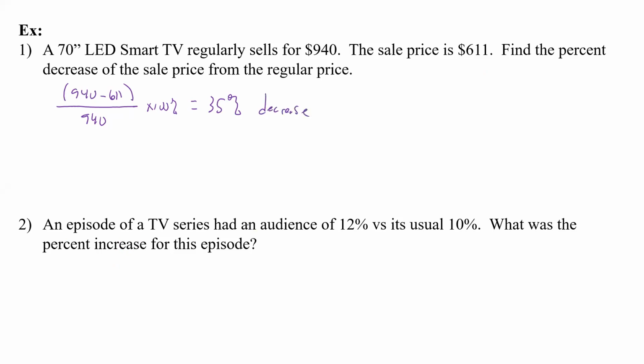Okay. Now the second one says, okay, well, we're going to increase. Now we're going from 10 up to 12. So again, we have to find the difference. So that's going to be 2. And the original value in this case is 10. So we have to divide by 10. So 12 minus 10 is 2. 2 divided by 10 is 0.2 times 100. So that's going to be 20%, and that's going to be an increase.